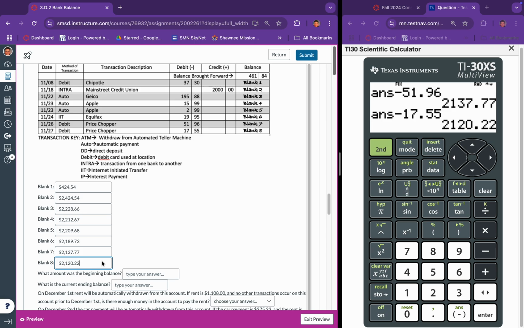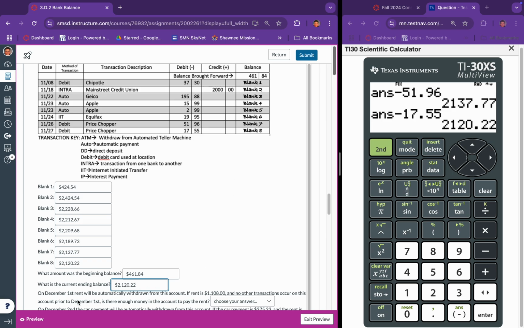So then we're just going to answer questions. And the first question says, what was the amount of the beginning balance? The beginning balance was $461.84. So you started with $461.84. Now you have $2,120.22. That's what's remaining after you went to Price Chopper.